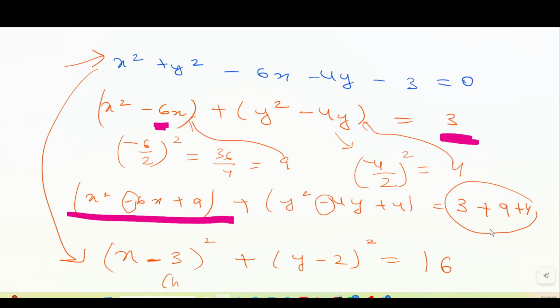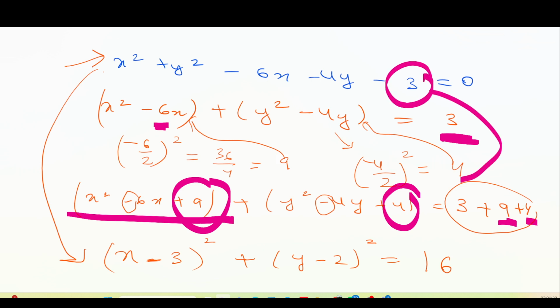How did you get the 3 plus 9 plus 4? 3 because we have added here 9 and 4, which is extra, right? So we have to add it to the other side to make a balance. 3 was already there in the question. We have added 9 and 4, right? So we add to both sides to make a balance. That's why. Did you get it? Okay. So the center is 3 and 2 and the radius is 4, right?